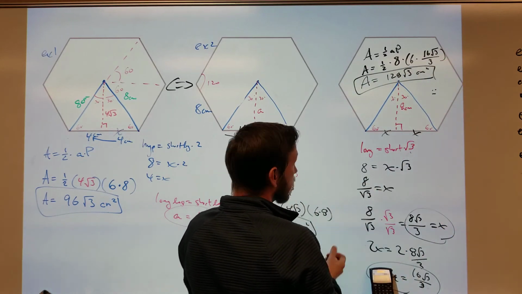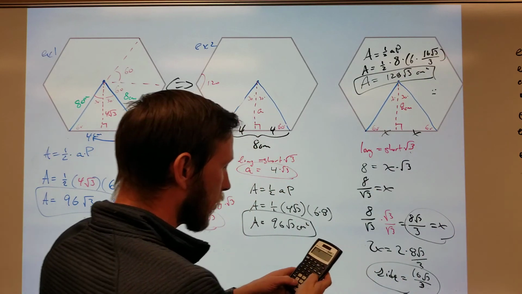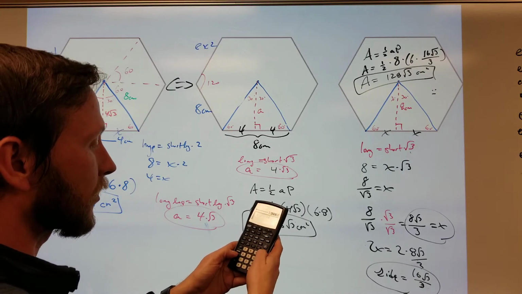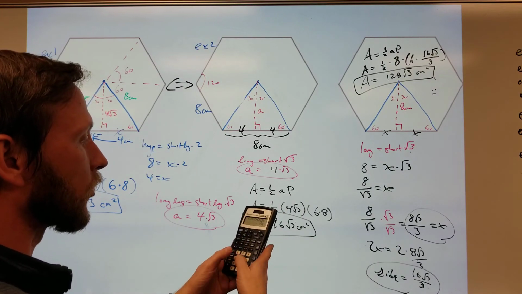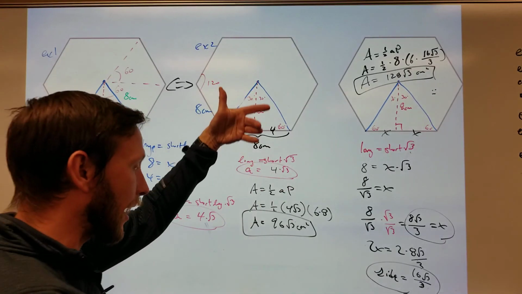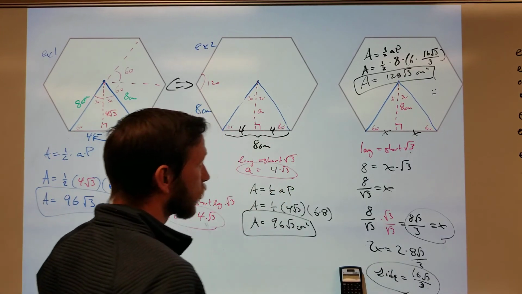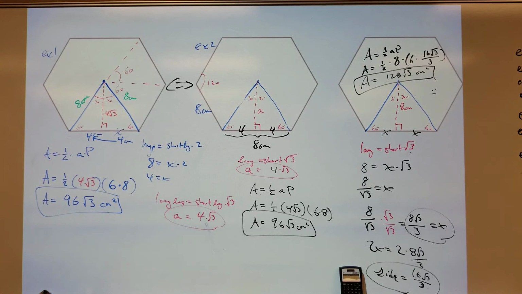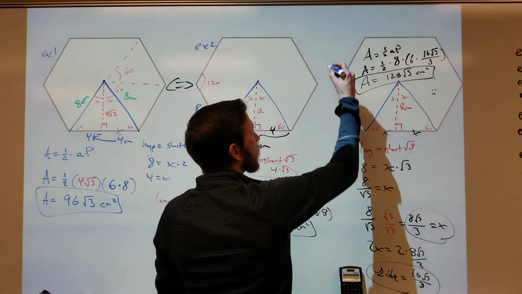You can use your calculator to type 1 divided by 2 times 8 times 6 times 16 divided by 3, and it will calculate all of that for you. You get 128. Tack on that square root of 3 if you're using a calculator that doesn't do radicals, and that will give you your total area. All right, so here was an example where we were working with special right triangles, 30, 60, 90. Example 1, example 2, example 3.